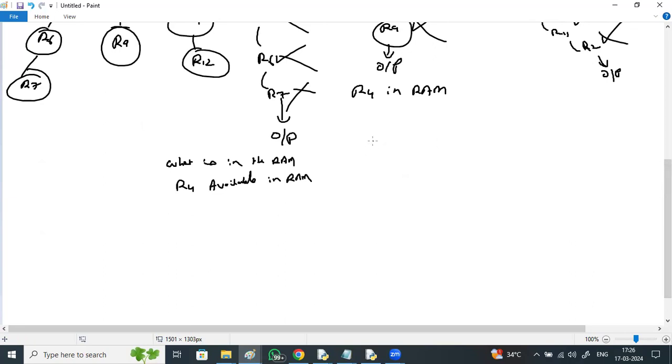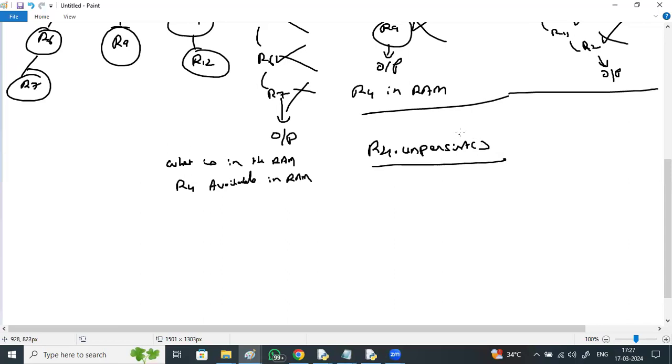How to remove it? Once your work is done, once the actions are completed, once the flow executions are completed, now if you feel that R4 is nowhere required, you forcefully remove it by saying R4 dot unpersist. Whenever you say R4 dot unpersist, it happens immediately.